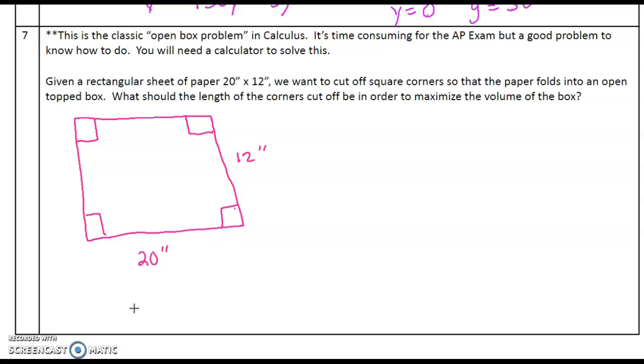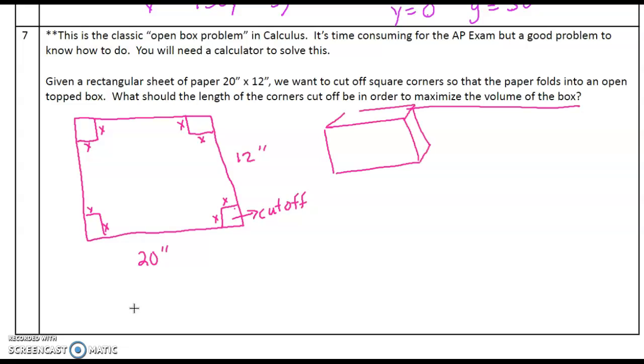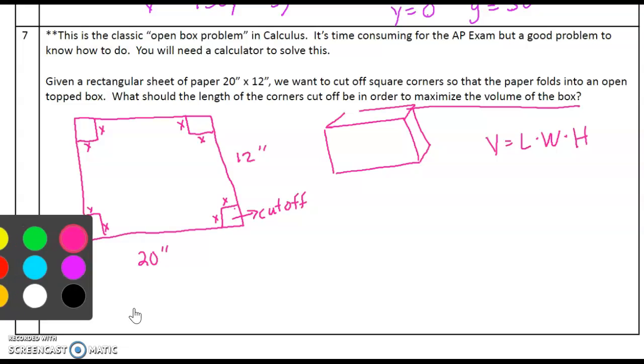What should the length of the corners be cut off in order to maximize the volume of the box? So because these are squares, we're going to let these be x. Okay, so these are going to be cut off. So our box that remains, and I'll just draw it like this, is going to be volume equals length times width times height.